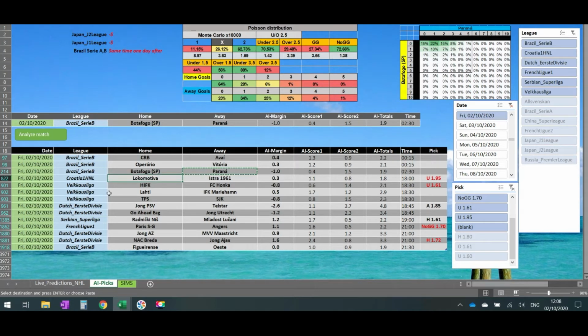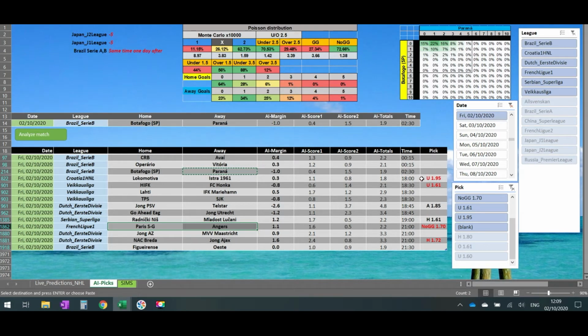So let's go to this one. Actually, I have done this before, and I have picked the matches that I want to play. It's those two matches, as you can see, from Croatia and Veikkausliiga. Then we have this match over here. Then we have the French league, Paris Saint-Germain, and from the Netherlands, NAC Breda against Young Ajax. So let's verify the matches and see how I made the picks.